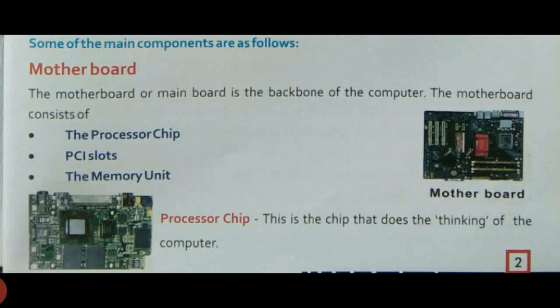First one is the processor chip. This is the chip that does the thinking of the computer. Students, we have already seen the three processes: input, process, and output. In that picture we have seen the process. Whenever the user gives input to the computer, the processor will process that given input. It means the processor is thinking about what it should do here. So the processor chip is useful for processing the data.